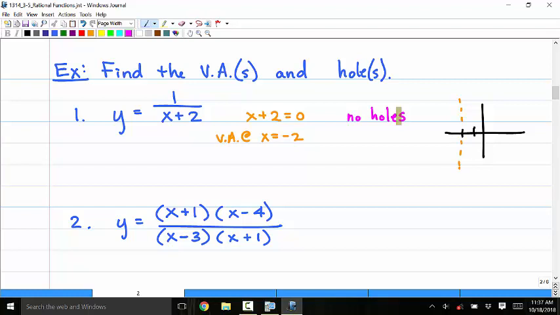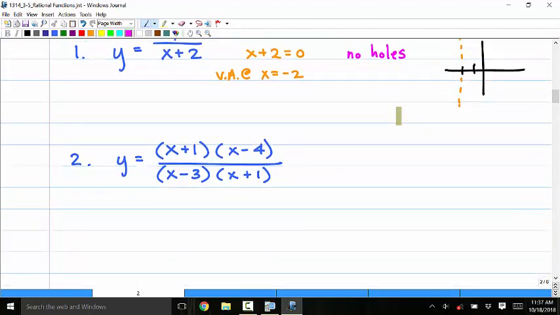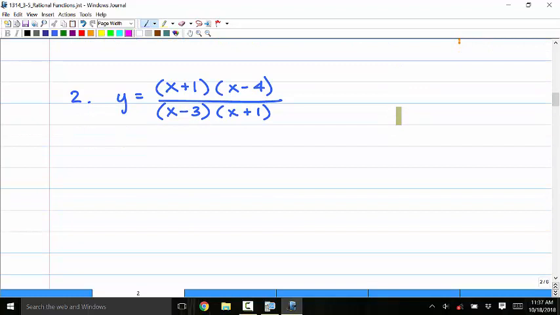We're going to see in this next example what a hole is. Number 2, everything is factored. Do you agree? Yeah. Are there any common factors? Yes, x plus 1. So I'm going to set x plus 1 equal to 0, solve for x. I have what's called a hole at x equals -1.